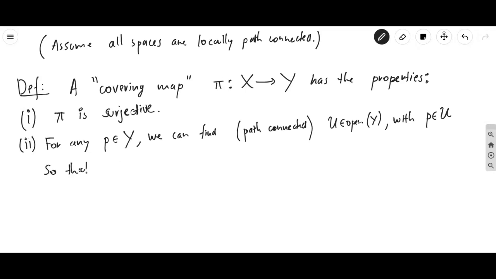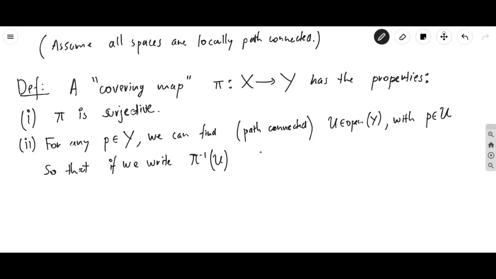so that if we write pi inverse of U, so this is the pullback. So if you pull back that open set, so at the moment, this is an open set in Y. When you pull it back, you get an open set in X. Now, U is path connected, but when you pull it back, it's not necessarily path connected.